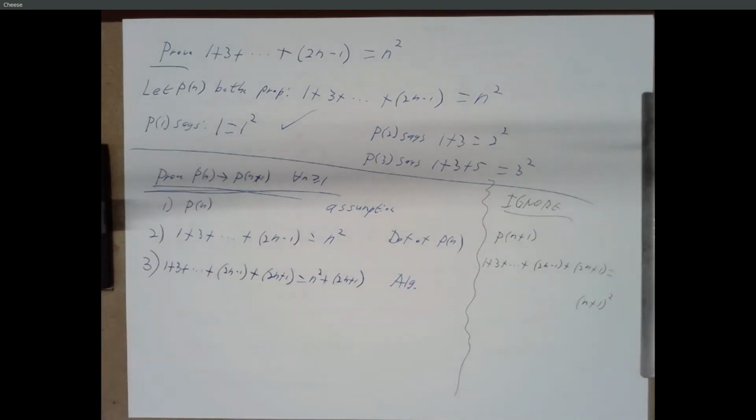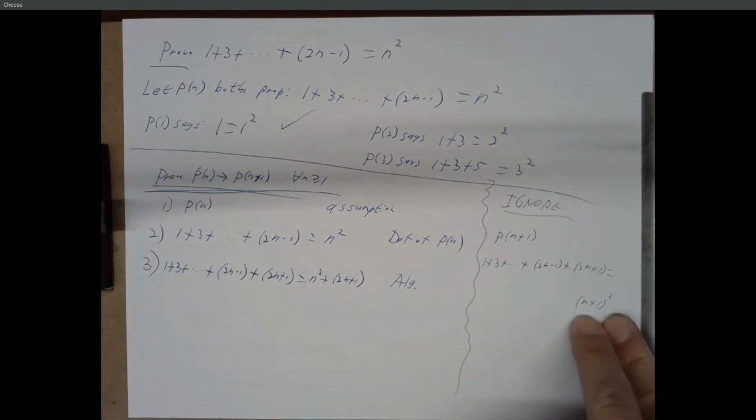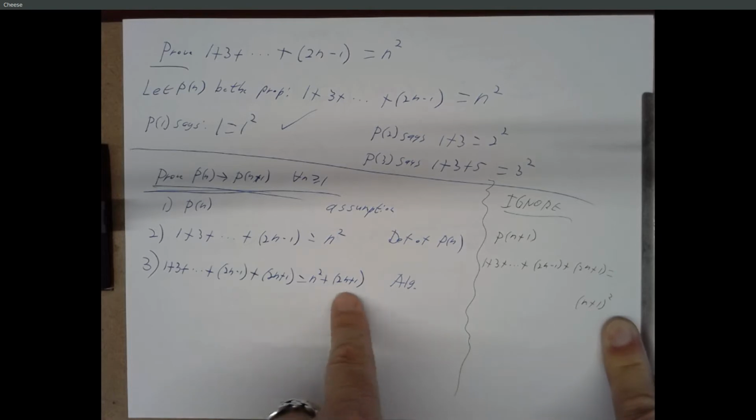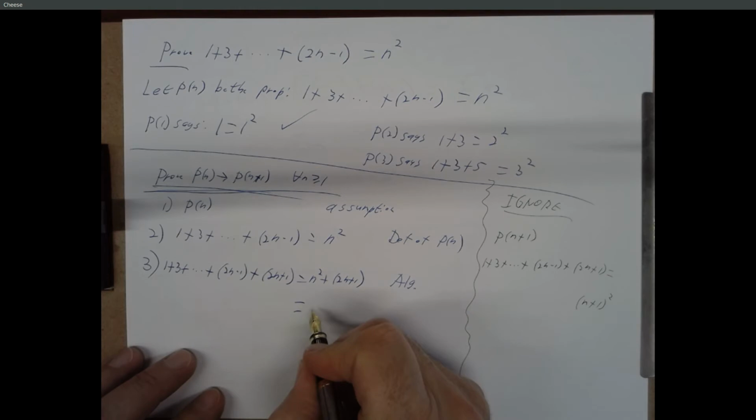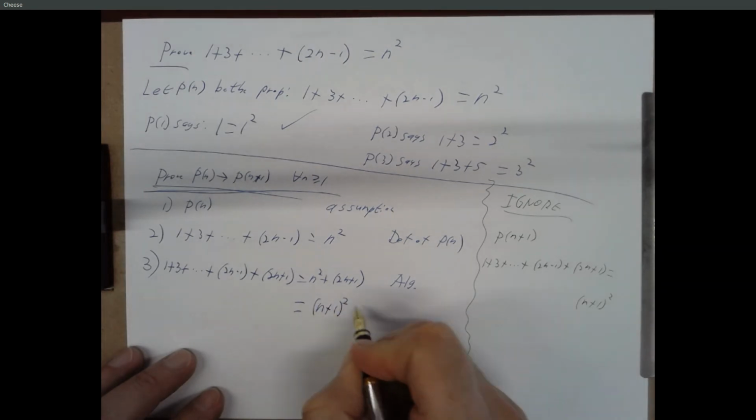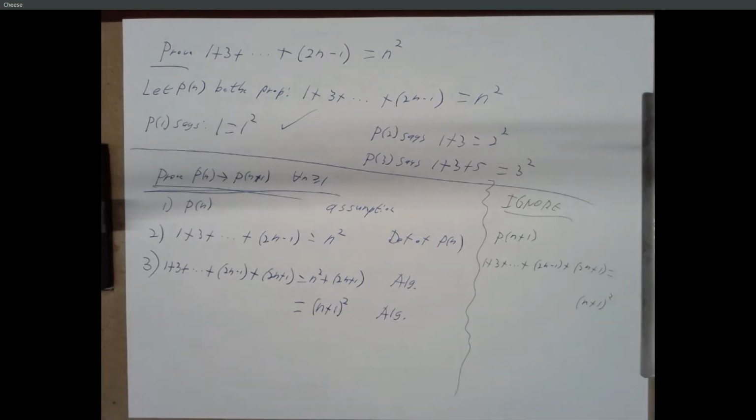So all we've done is add 2n plus 1 to both sides. Now if we could make this right side look like this, now we're in business. Because then we'd show that that's equal to that. That's P of n plus 1. Well, guess what? N squared plus 2n plus 1, we can rewrite that by using more algebra.